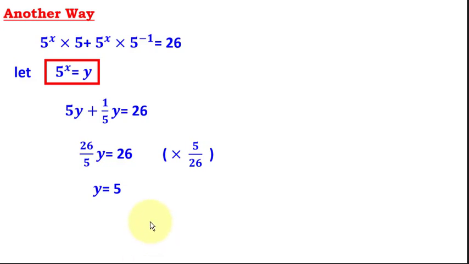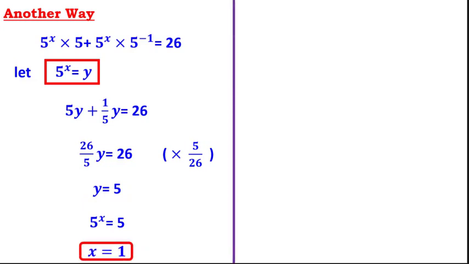But we said before that y equals 5 raised to the power x. Then we cancel y and write again 5 raised to the power x. We will get 5 raised to the power x equals 5. Then we have the same base, 5 and 5. Then the two powers are the same. We will get that x equals 1.